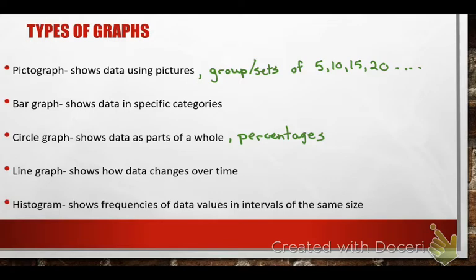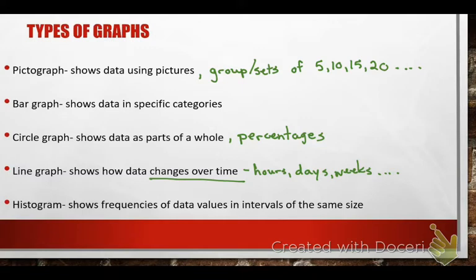Line graph, I want you to underline changes over time. This could be hours, days, weeks, months, years. But it's going to say over the course of 10 days or over the course of 6 months or over the course of 5 years. So the line graph shows how data changes over time.